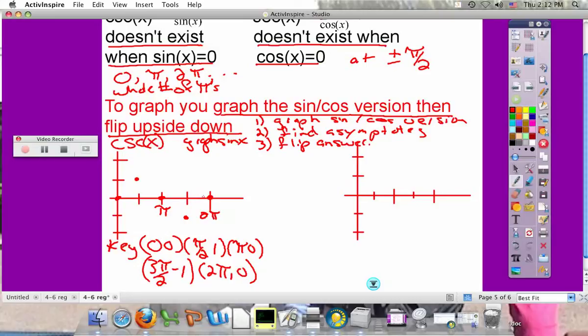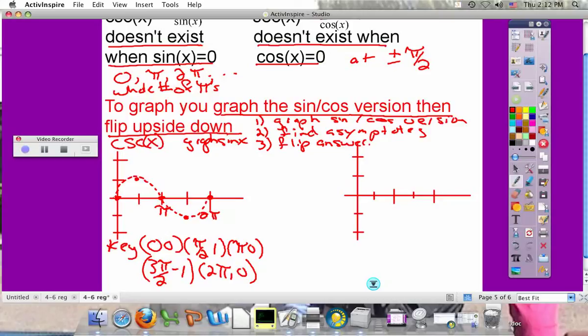Now here's the deal when you graph these though. You don't want to draw solid lines. You just want to get an idea of what the shape looks like by graphing the sine answer. But your answer really isn't going to be the sine, so don't make it solid. Make it dashed instead. So that's the shape of a sine graph.